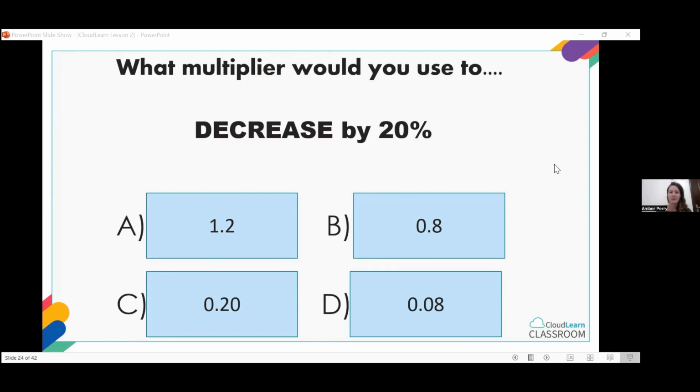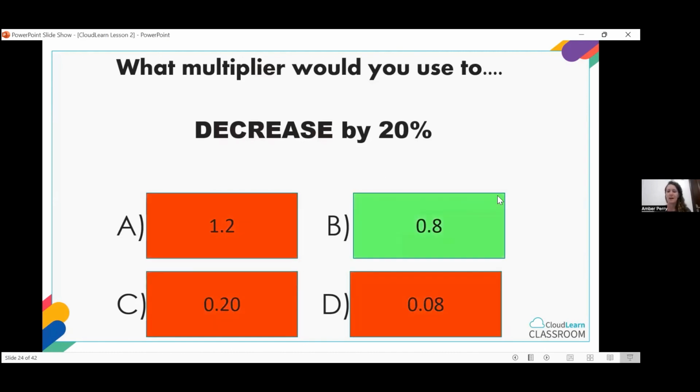Everyone's giving me the correct answer this time, 0.8. Well done. So to decrease, you understand, 0.8. We're going to start with 100% and we're going to reduce that by 20%.